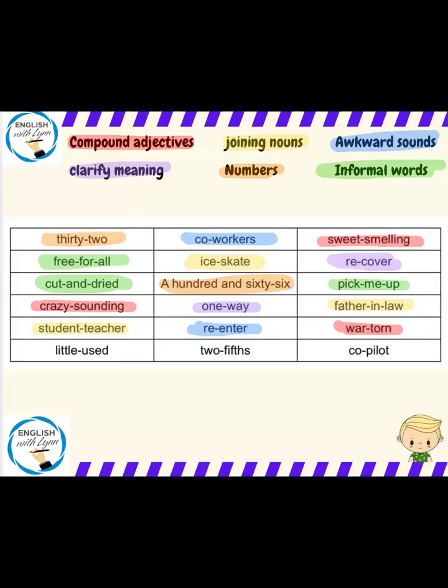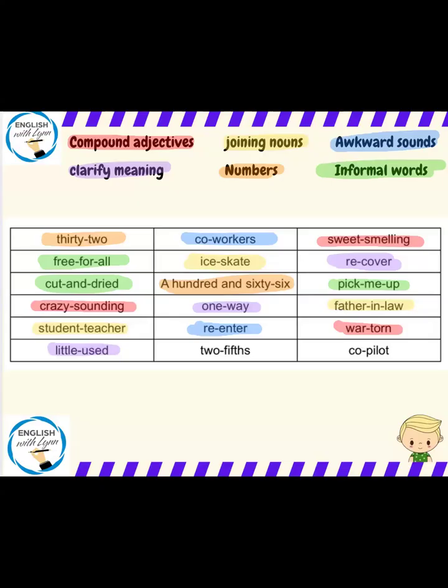And then little-used. That one there, you need to think about why the hyphen is there. So it isn't there because it is necessarily the compound adjective. It is there so that it clarifies the meaning of it. It may be that the word ends up as a compound adjective, but it is to clarify the meaning of those two words together.